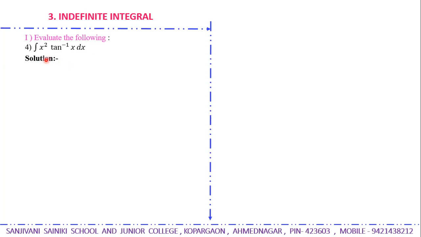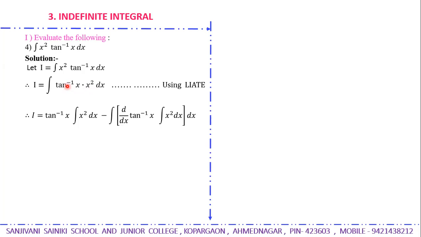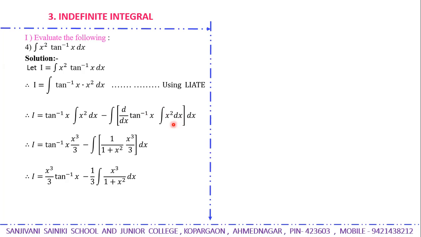Now the example is x square into tan inverse of x. Use by parts. The inverse trigonometric function will be your first function and x square is the second function. First function as it is, integration of the second function, minus integration of d by dx of the first function into integration of the second function. Now we know that derivative of the tan inverse of x is 1 upon 1 plus x square and integration of x square is x cube upon 3.